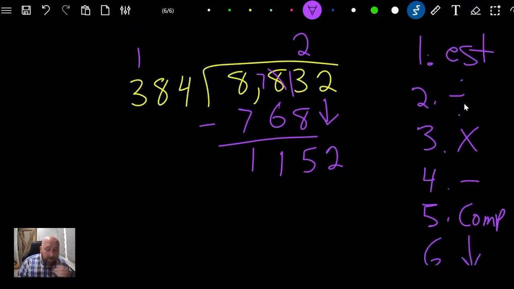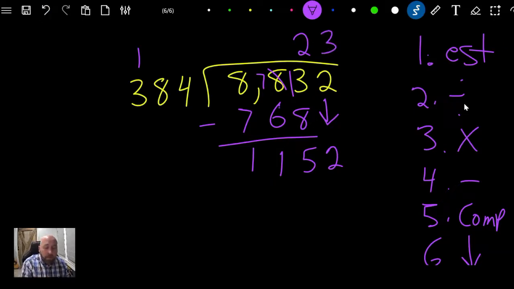Okay. So now I'm going to estimate again. In this case, I have 4 numbers down here, so I'm going to estimate my 3 into my 11. How many times does 3 go into 11? Well, 3 goes into 11 3 times. 3 times 3 is 9. It doesn't go in 4 times because that would be 12. So what I'm going to try here is a 3.